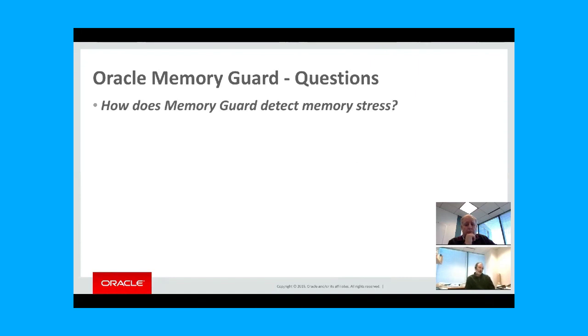Right. So Memory Guard has a data feed coming from the cluster health monitor daemons, which run on every node in the cluster. We get a feed of data that tells us how much memory is on those nodes, how much of that memory is free, and how much of it is in use for such things as operating system caches and so on. And if we feel that that amount of memory is insufficient, we'll consider the node to be under stress.